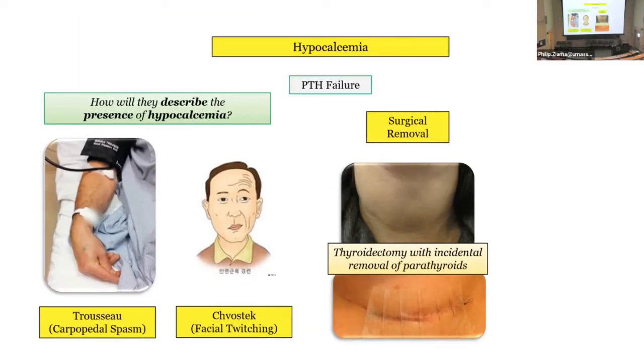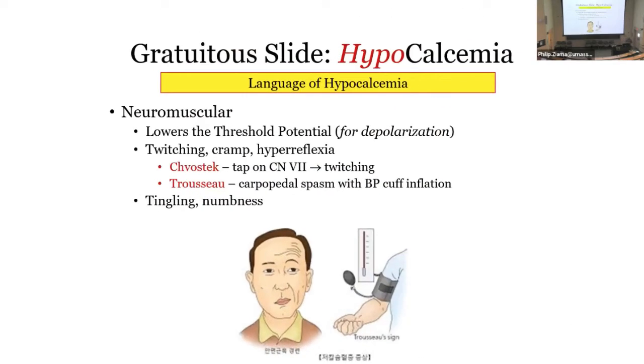And this is how they're going to describe it. This carpopedal spasm, the nurse inflates the blood pressure cuff in the recovery room, the hand goes into spasm, or the Chvostek sign, facial twitching. And they do one or the other. There's a gratuitous slide on those symptoms. And again, the idea of lowering the threshold potential for depolarization. So cramping, twitching, hyperreflexia. And you'll also see in vignettes tingling, numbness. Just be open-ended to neurologic signs and symptoms associated with electrolyte disturbances.